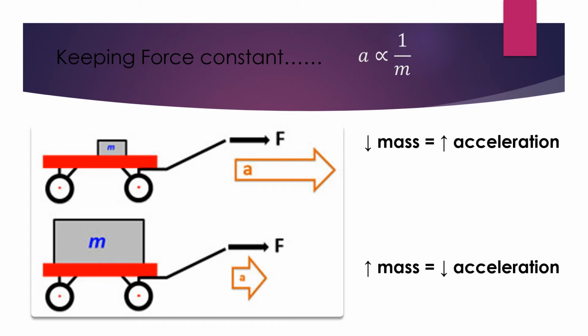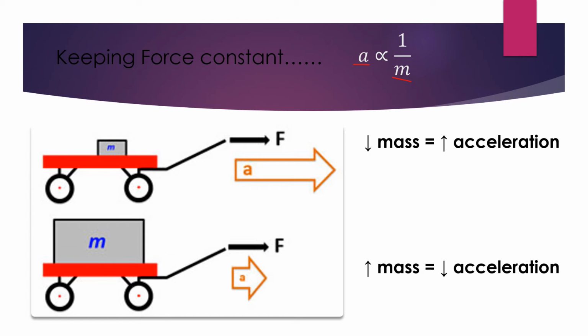Now let's look at how acceleration and mass relate. Now, they are inversely proportional. So force and acceleration were proportional, meaning if one goes up, the other goes up, right? But acceleration and mass now are inversely proportional. So that means if one goes up, the other goes down.